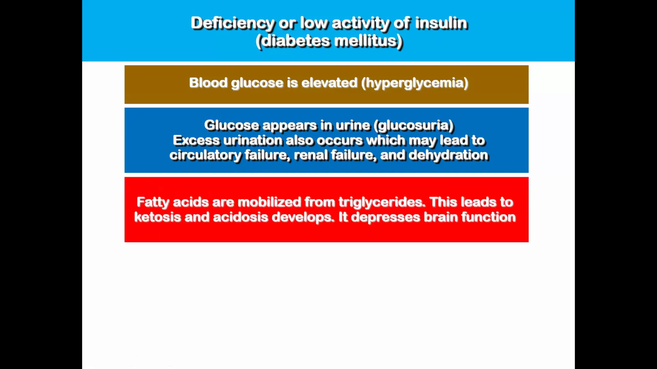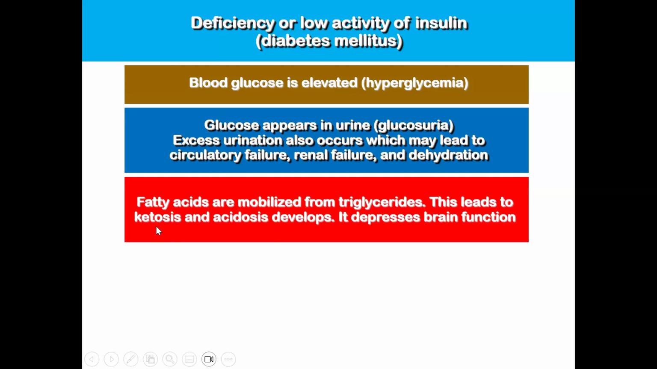Then fatty acids, fats are broken down because insulin is not there and glucagon is more. So it is a catabolic hormone, and glucagon will cause fat breakdown. So the fatty acids are released from the fat breakdown. So fatty acids are mobilized from the triglycerides, and these fatty acids will be used up in the formation of ketone bodies. And ketone bodies are actually acids.